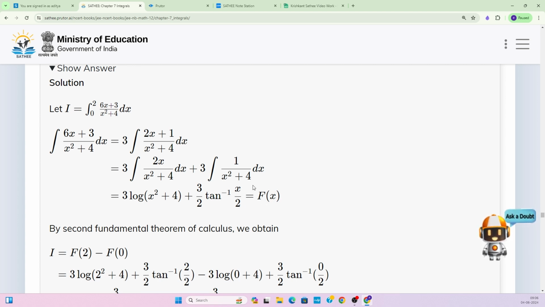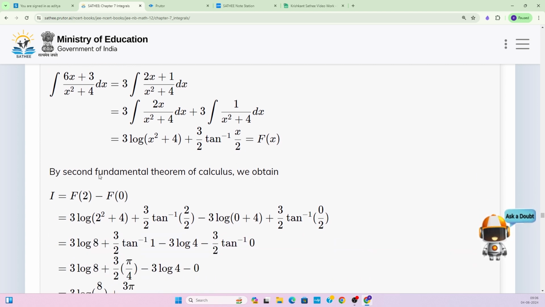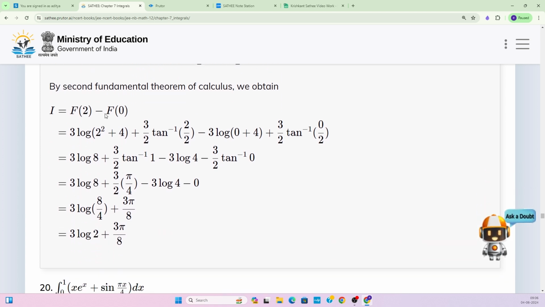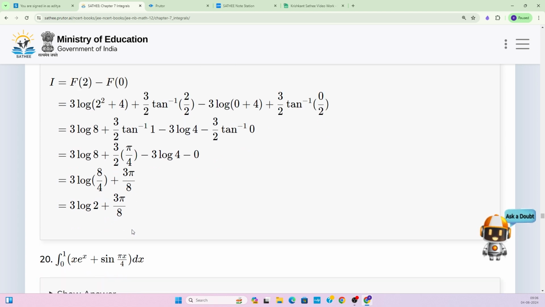So this will be your F(x), capital F(x). This means your definite integration value will be F(2) minus F(0). After applying F(2) minus F(0) and using the log property, you will get 3 log 2 plus 3π/8 as your final value. Okay, I hope it is clear.